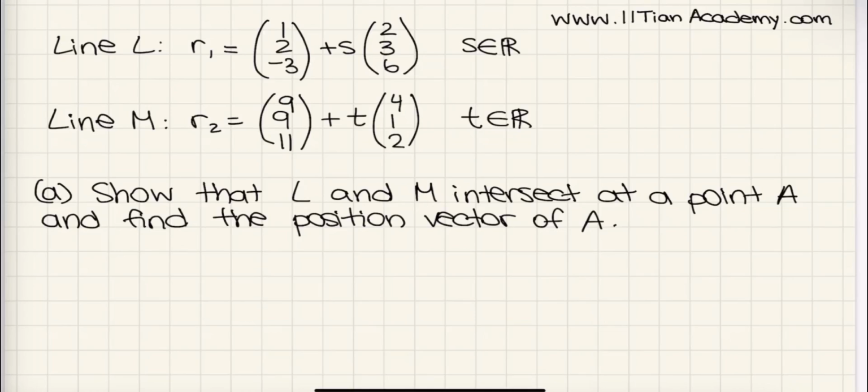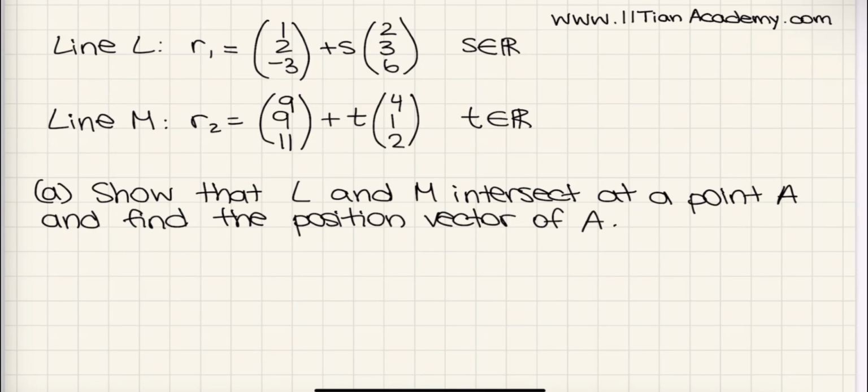Show that L and M intersect at a point A and find the position vector of A. All right, so to do this, the first thing I'm going to do is set at least two components of L and M equal to each other.